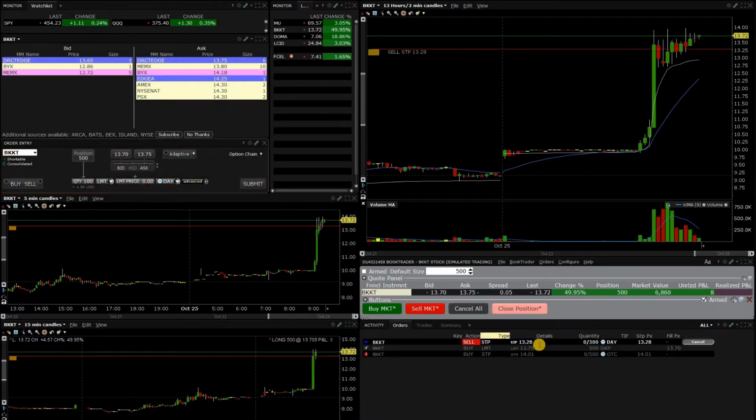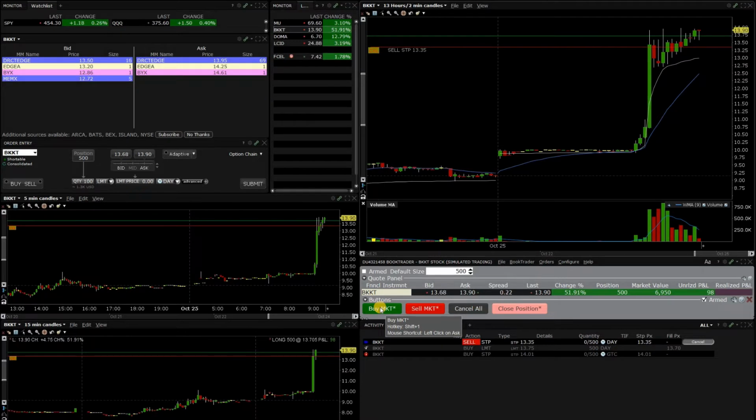I have an order in place. It means that if the price goes below 13.28, it will trigger a stop loss order and will sell all my position at the market price. I will pause and skip a bit to the action part.